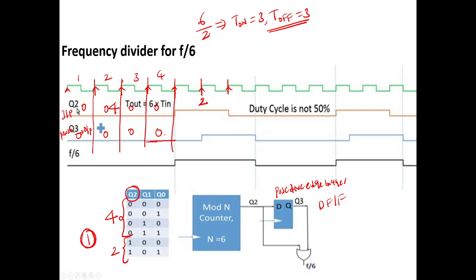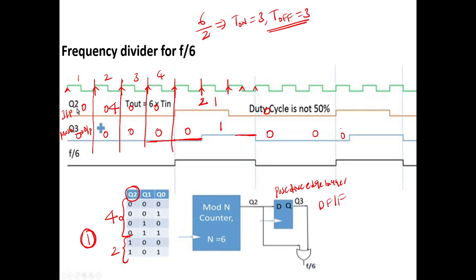It should be on for 3 clock cycles, and it should be off for 3. So it will not change. Till the next positive edge it will be 0 only. Anyway, here it is changing, but it will not change. Again, during this positive edge, this is 1 means it will be 1. It will be 1 till the next positive edge. During the next positive edge, this becomes 0 means it becomes 0. So like this I will get the waveform.